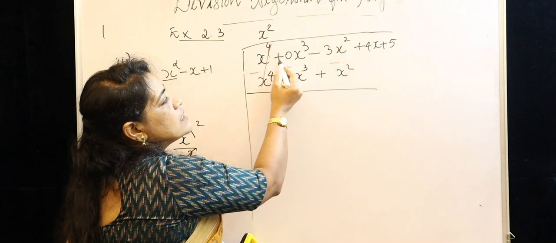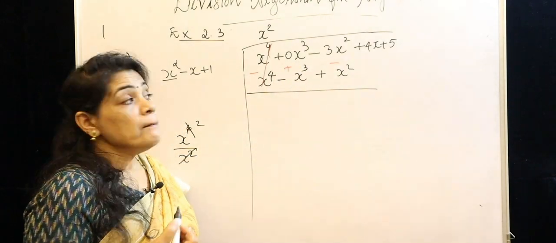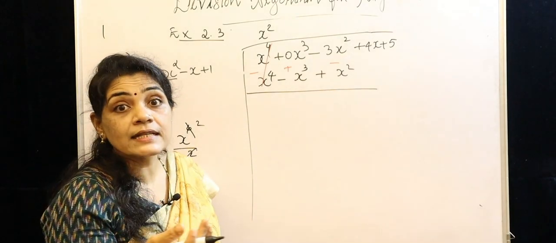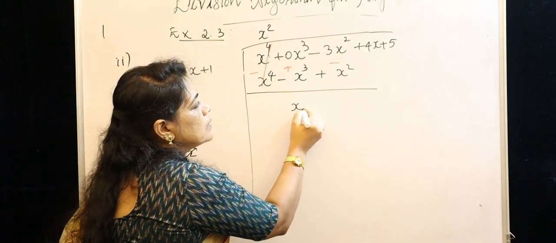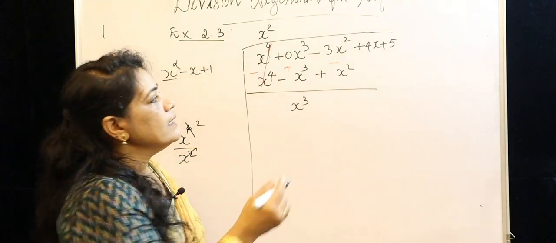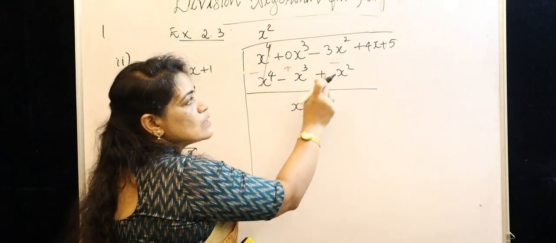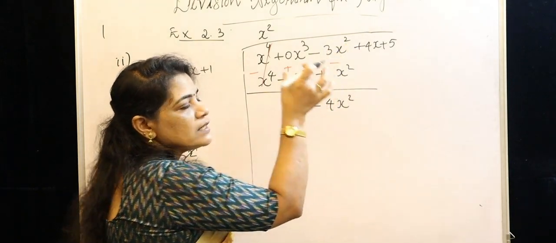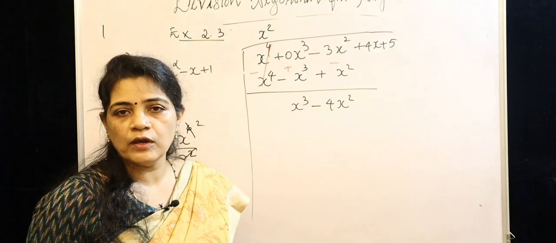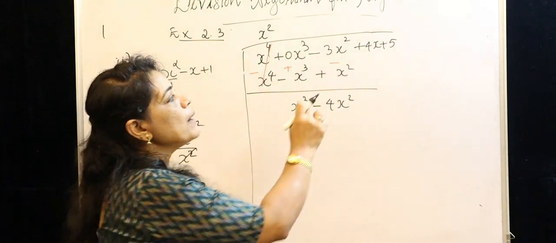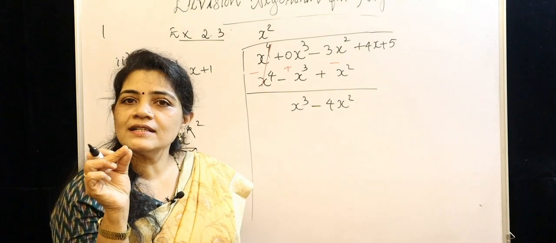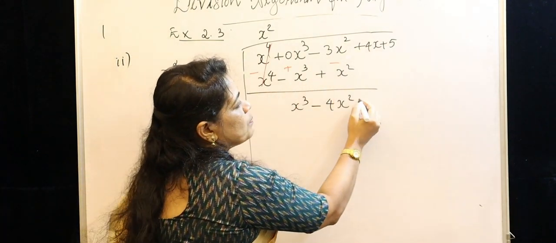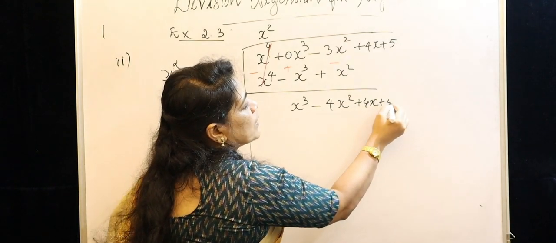Okay, here 0x cube plus, now after changing the sign, the new sign is plus x cube. So x cube. Okay, and this plus becomes minus. So minus 1, minus 3, minus 4x square. Okay, the x square term should come under the x square term of p of x. So minus 3 minus 1, minus x square means its coefficient is minus 1. Okay, now we can bring down this plus 4x plus 5.